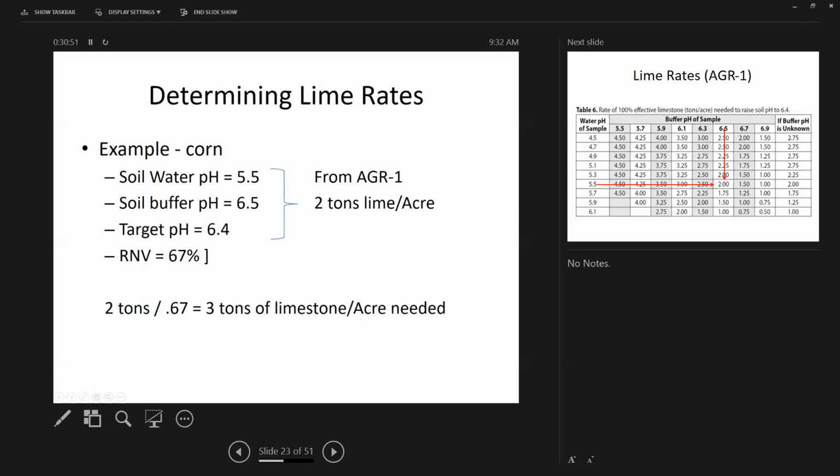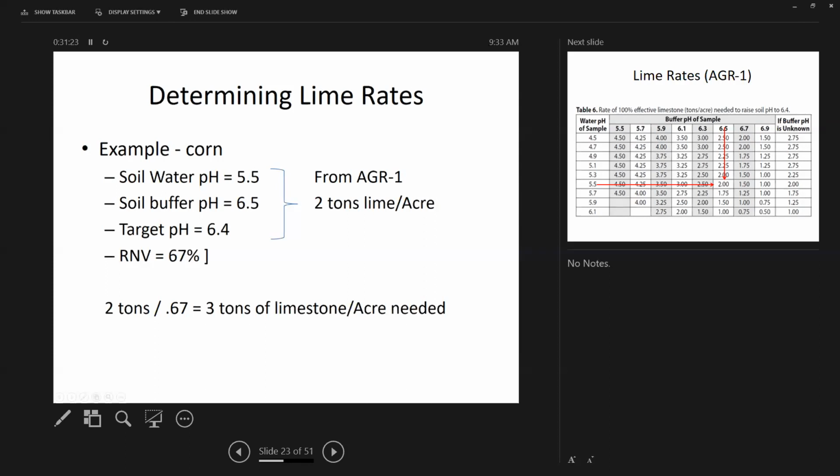So we're not using 100% effective lime ever. Well, very seldom in the ag field are we going to get an R&V of 100. It's going to be lower. Probably the average R&V for lime across Kentucky is going to be somewhere around 0.67. So this is what I use, and I'll show you how you can be more specific than that.